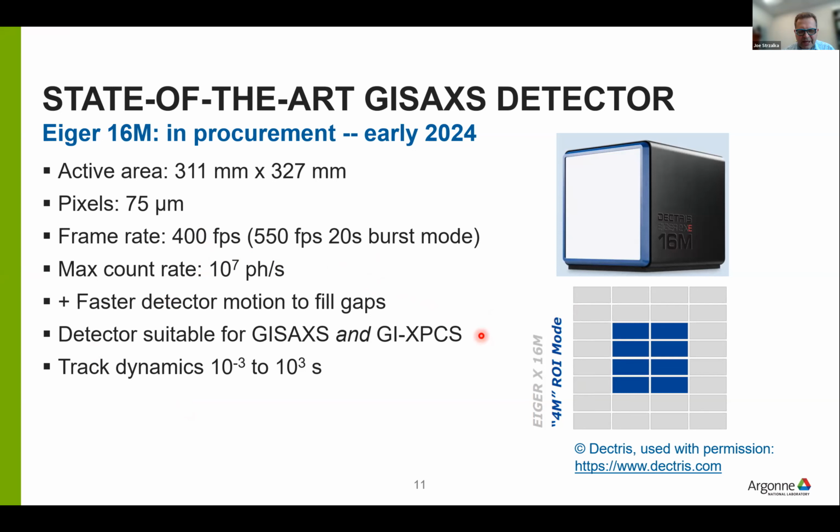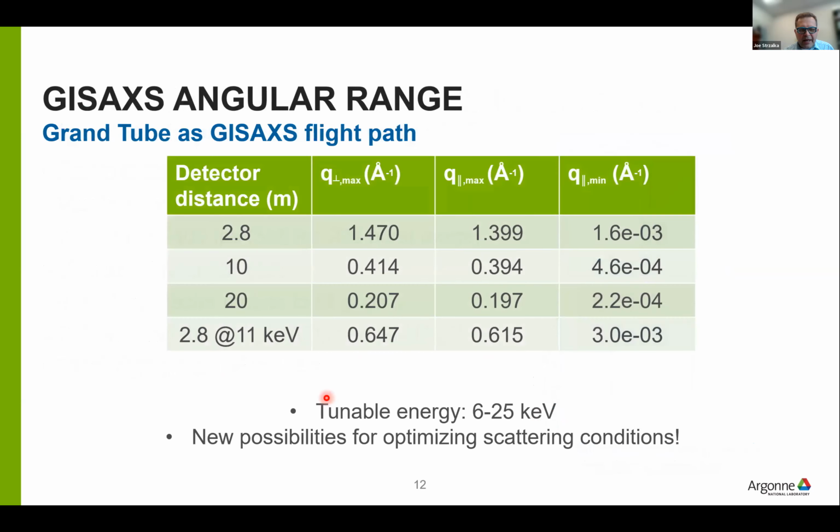If that's desirable, of course; it doesn't apply for GI-XPCS, which we will be able to use with this detector. And so we'll be able to track dynamics from the millisecond up to about 1,000 seconds or so, spanning about six decades in time. The angular range that we can get is going to be a little bit more than 5 degrees vertically and horizontally. So that corresponds to a very wide range in Q, depending on the energy range.